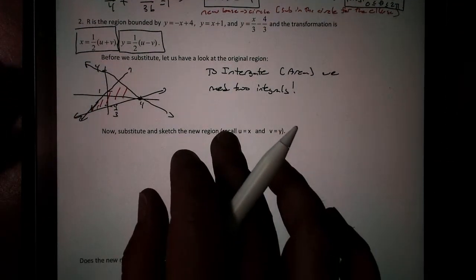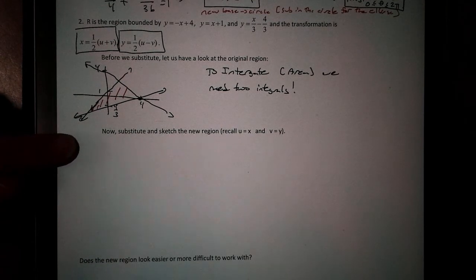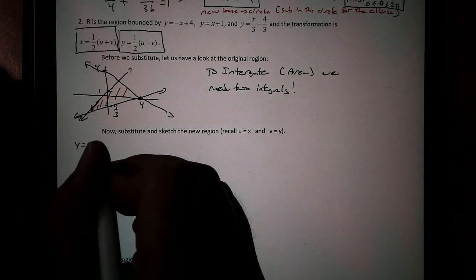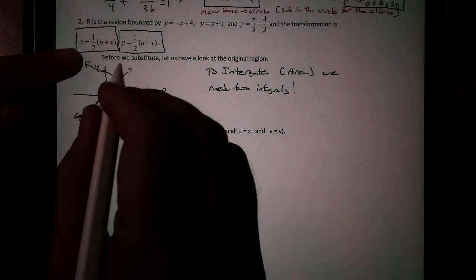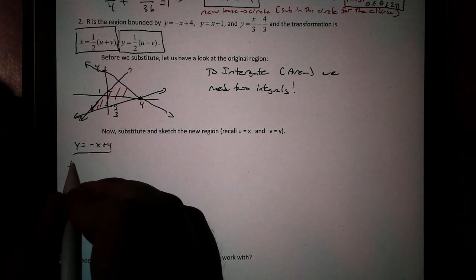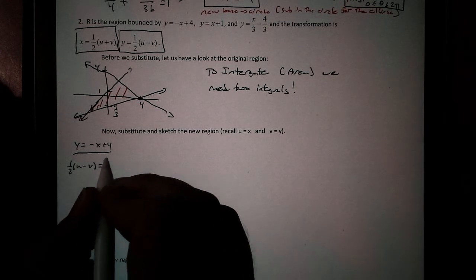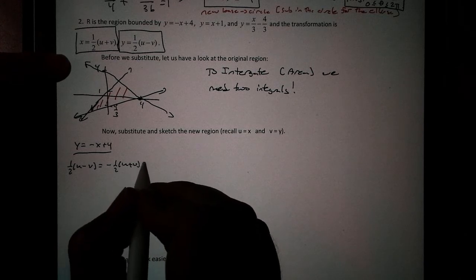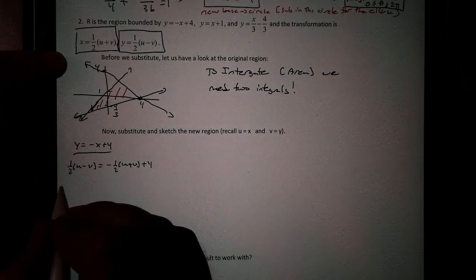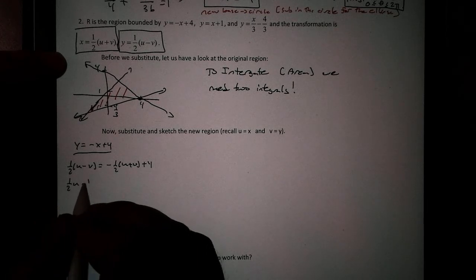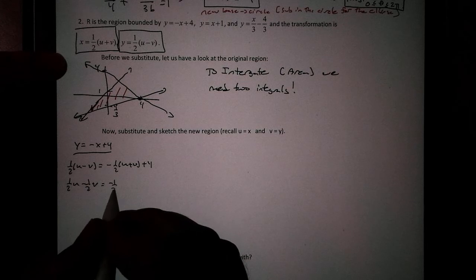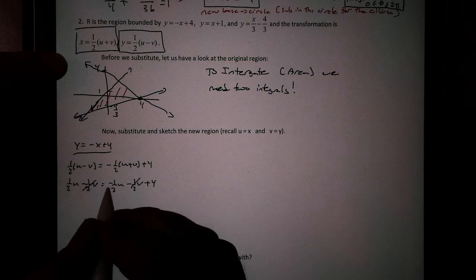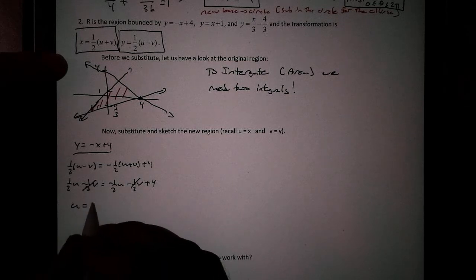So let's go ahead and do our substitution. Now substitute and sketch the new region. My first line is y equals negative x plus 4. So let's substitute it in. Y, we're told, is 1/2 u minus v, equal to negative x, so negative 1/2 u plus v, plus 4. Simplifying here, we get 1/2 u minus 1/2 v equal to negative 1/2 u minus 1/2 v plus 4. Oh, the v's cancel. If I come over here, we just get u is 4.